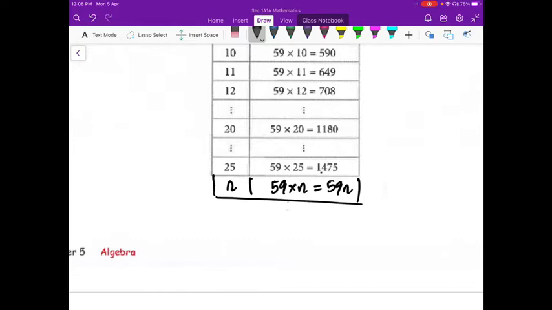N. This question they use n. I put a tail over there to indicate that it is an n. It is like a cursive n.